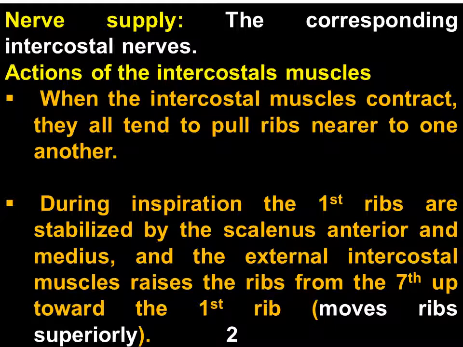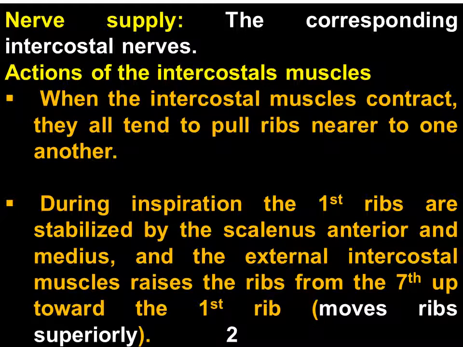During expiration بالعكس الظل على 12 the 12th rib will be stabilized by the quadratus lumborum. وهذه حتفهموها من نجي quadratus lumborum and the internal intercostal. Then it will depress the first rib toward the 7. من الفيرست إلى 7 كل هالأضلاع تنزل toward the 7. So movement of the ribs inferiorly.